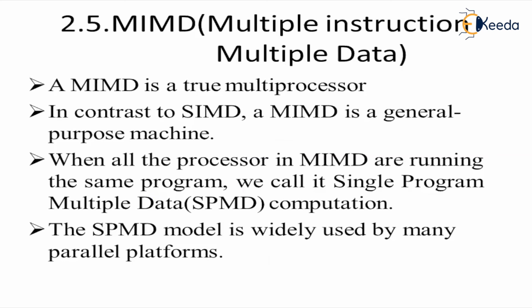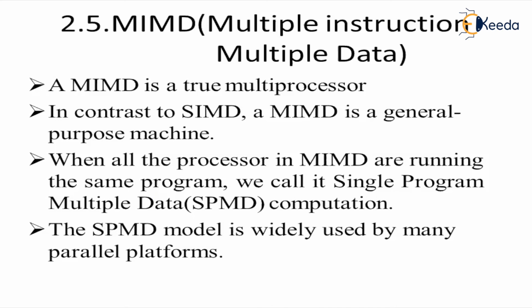Then you have MIMD, which is called multiple instructions multiple data. It is a true multiprocessor system. It is a technique employed to achieve parallelism. Machines using MIMD have a number of processors that function asynchronously and independently. At any time, different processors may execute different instructions on different types of data. So multiprocessing and multitasking are possible because of MIMD.